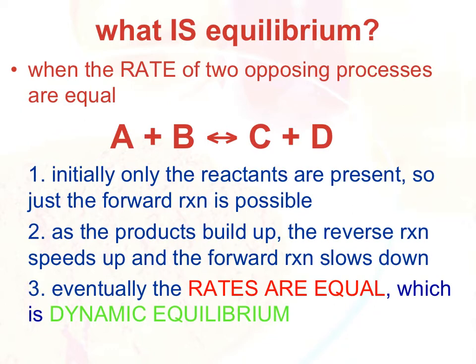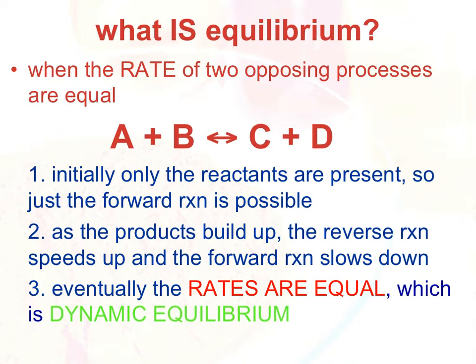Initially, typically we start with a certain amount of reactants, and so initially only the forward reaction is possible. But as the products begin to build up, the reverse reaction starts to occur and begins to speed up to counterbalance the forward process. So the reverse reaction speeds up while the forward reaction simultaneously slows down.